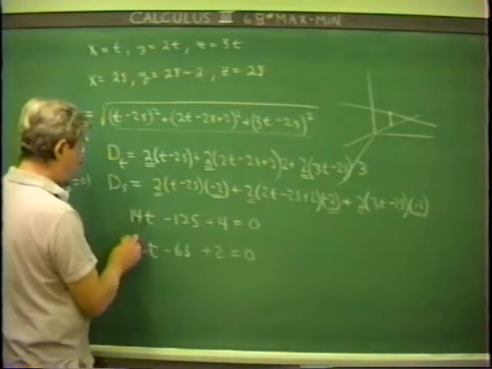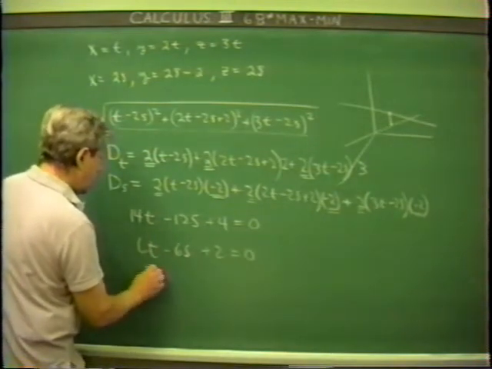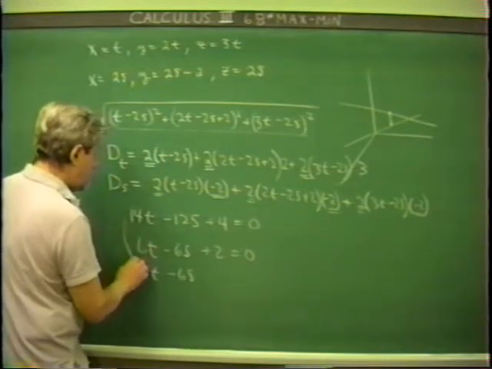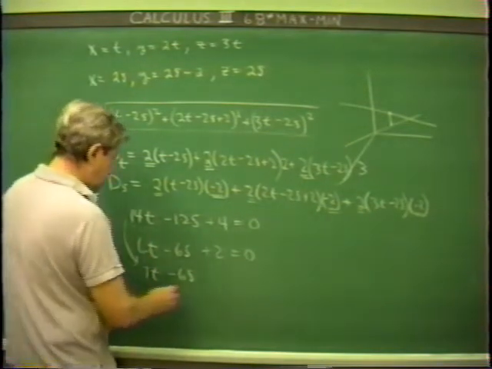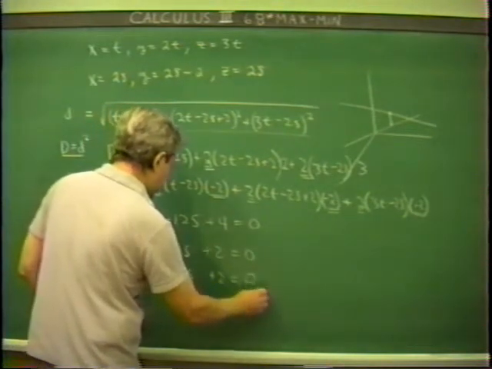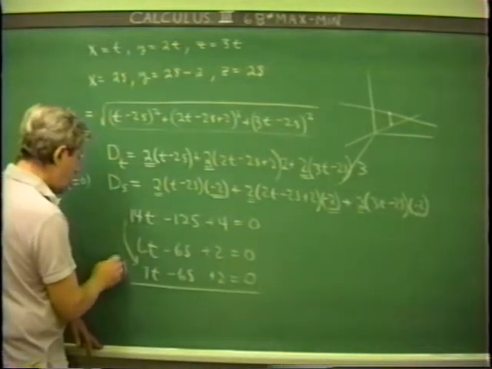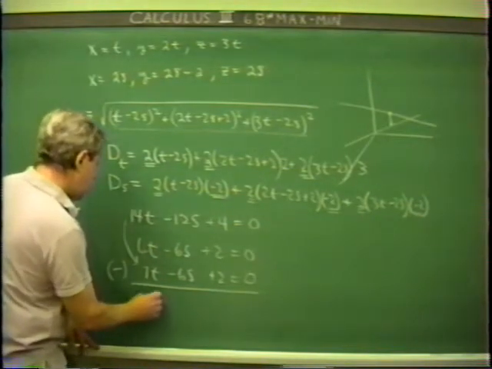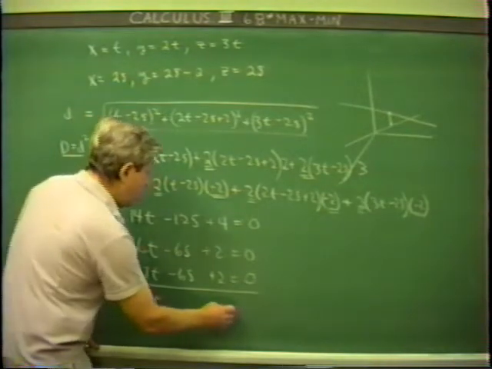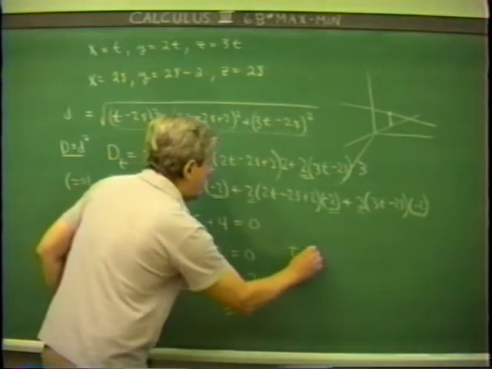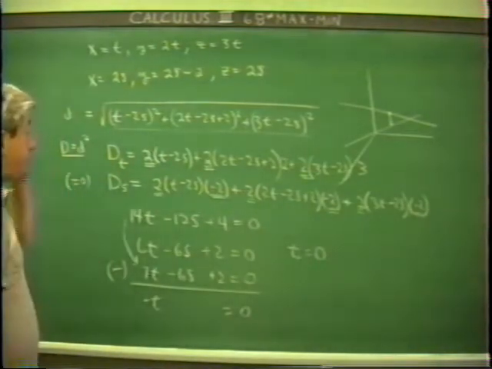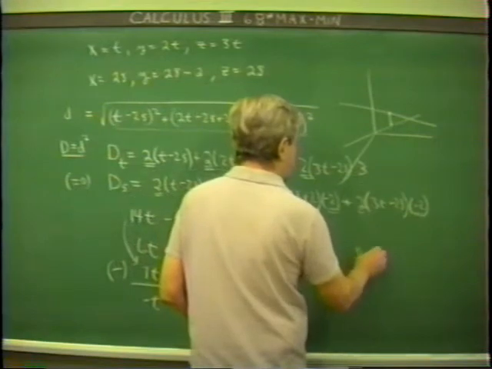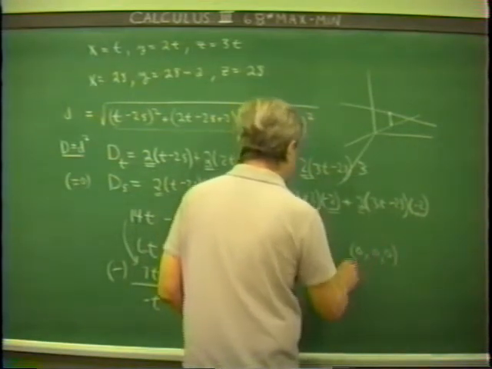And perhaps easiest is to take this one right here, or this one right here for that matter, and divide it by 2 so that we get 7t minus 6s, this is the top equation divided by 2, plus 2 equals 0. And now if we subtract these two, what have we got? We've got minus t, and 0 and 0, minus t is equal to 0. So t equals 0 is the point where the minimum occurs here.